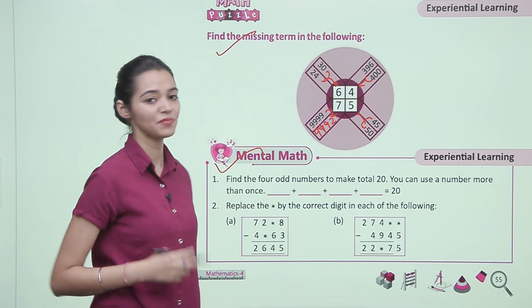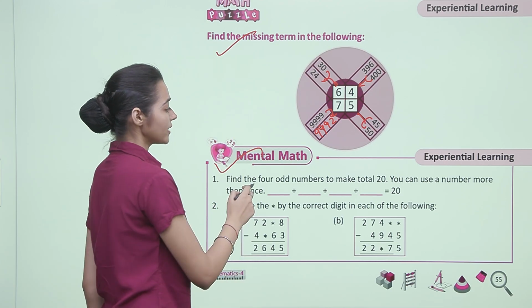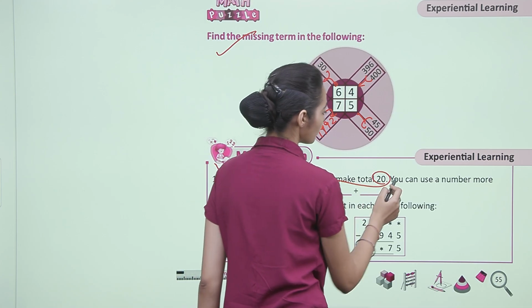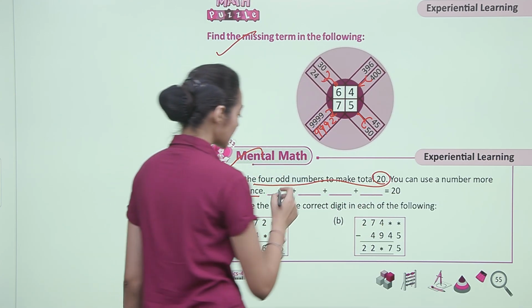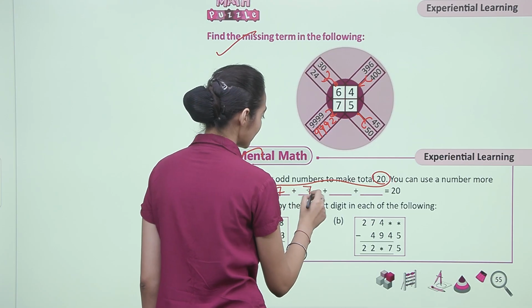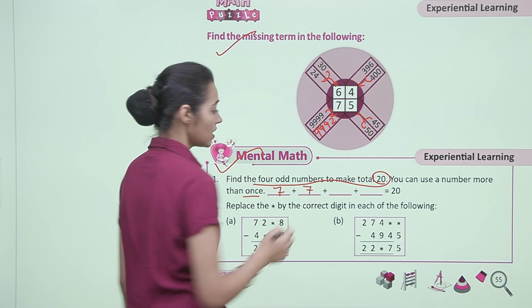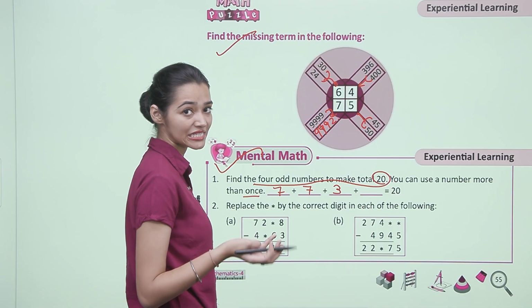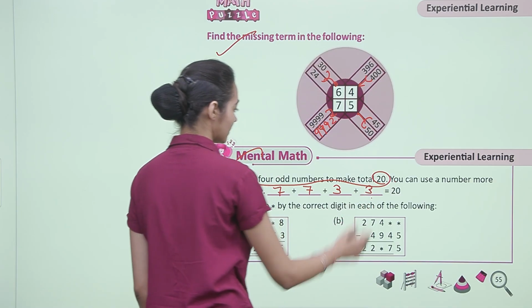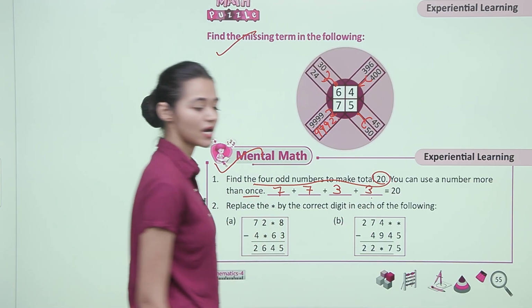Now next is our mental maths. We have to find 4 odd numbers to make a total sum of 20. You can use a number more than once. You can use any number, that is 7 plus 7, that is 14. 14 plus 3, that is 17, and then 20. That's how you can complete the remaining part.